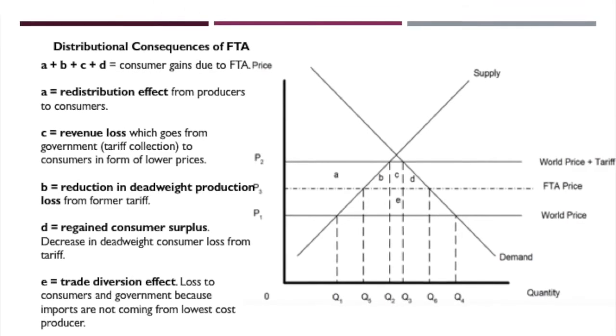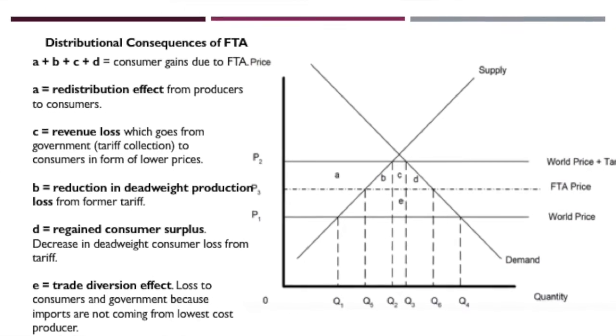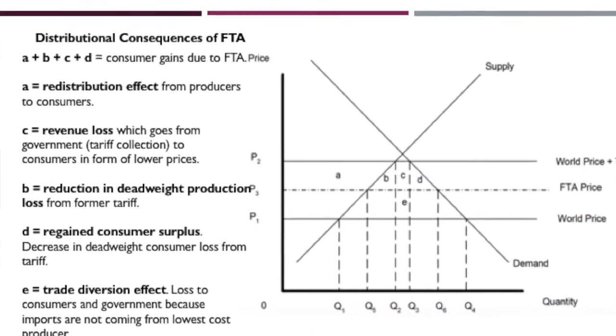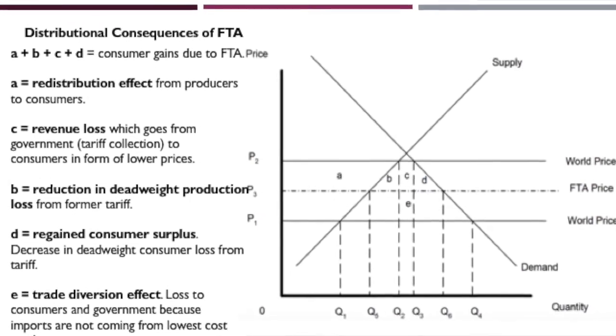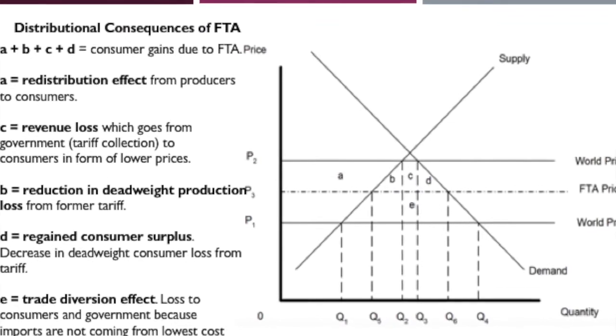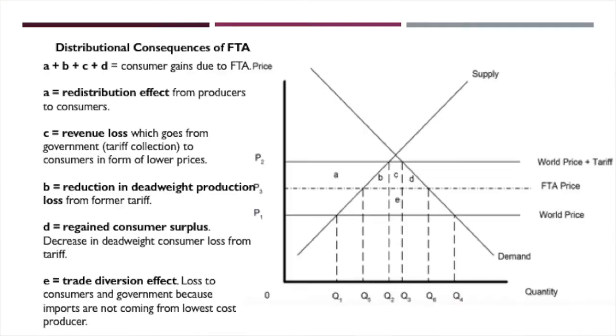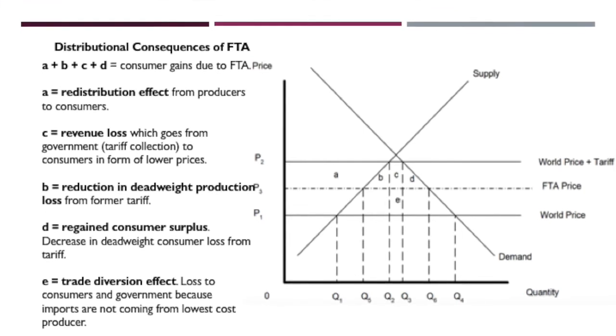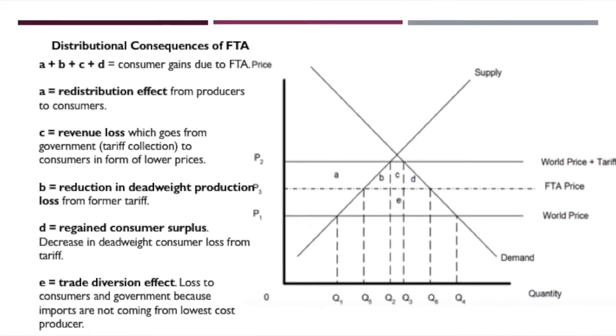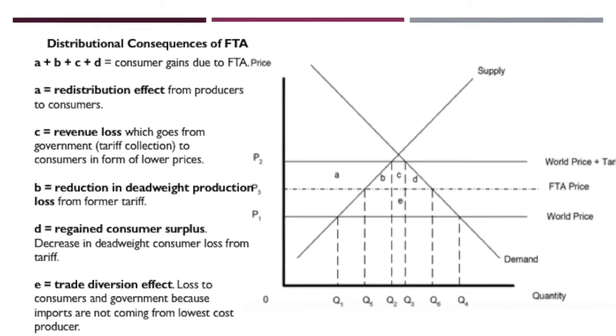Well, Area B, because we have reduced our production, we've released some workers by liberalizing with our free trade partner. We are reducing that triangle, Area B. We are gaining, in a sense, more efficiency because we're no longer incentivizing inefficient production. However, the result of that, of course, is a loss of some of that production, a loss of workers, released workers that we need to find a way to get working in a different sector.